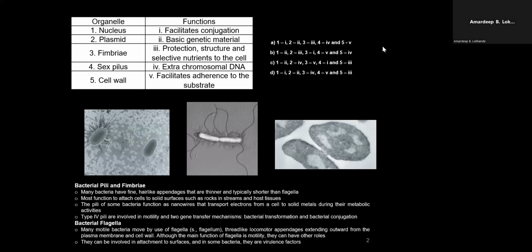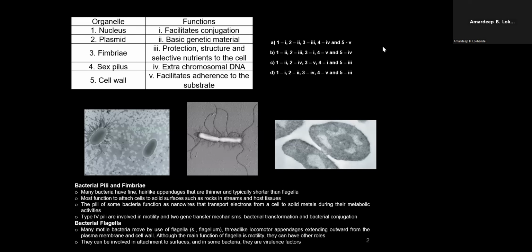So for nucleus, plasmid, and cell wall, the answer is pretty easy. That is, nucleus is the basic genetic material. We know it is made up of DNA, RNA, and it has different proteins which participate in central dogma. It is actually the main genetic makeup of the particular cell, and all major events are carried out by it. So nucleus is the basic genetic material.